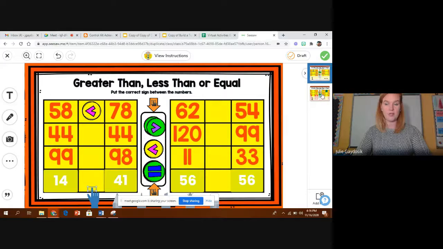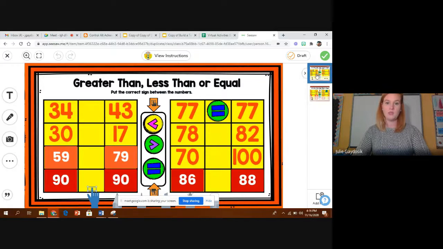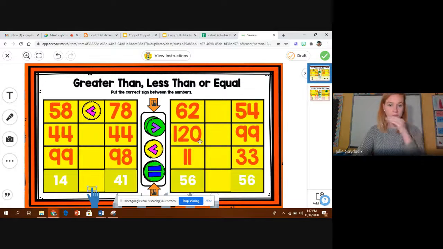So you have this page, and then you have page 2 as well. So let's go ahead and let's do this page together. So they already did this one for you. 58 is less than 78. What about 44 and 44? 44 is equal to 44, right? Okay. What about 99 and 98?